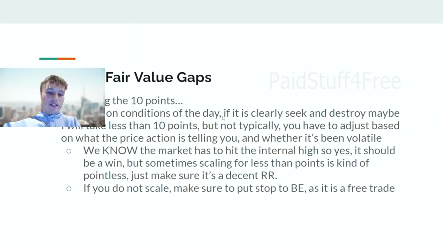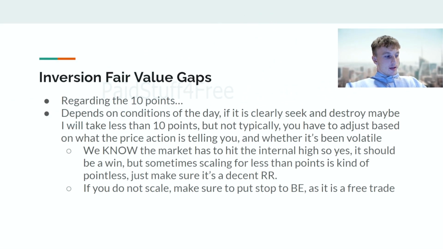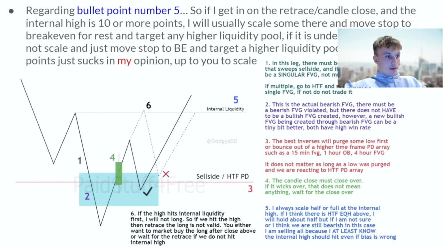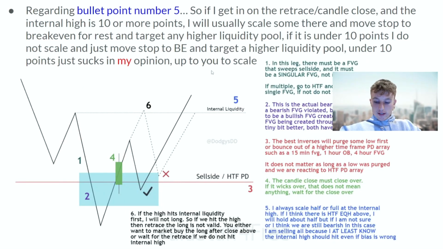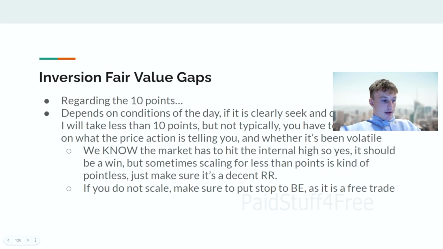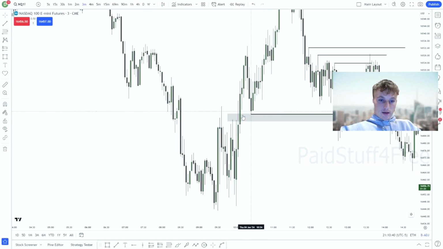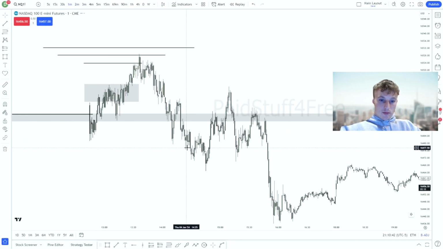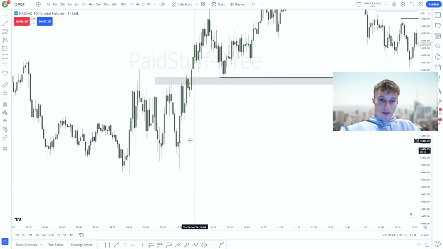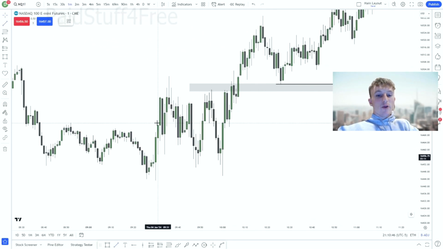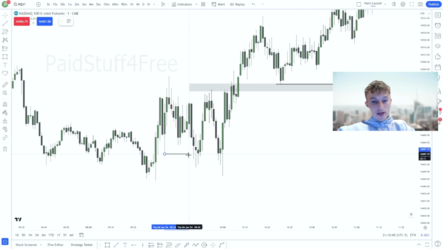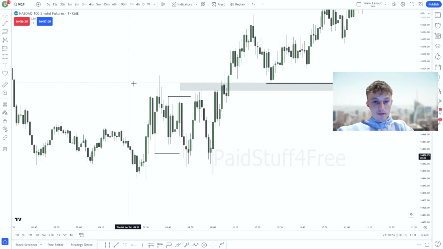So it obviously depends on the condition of the day. If I see clear seek and destroy conditions, hopefully you guys could have read that last slide, by the way. If it is clear seek and destroy conditions like it was today in the morning, you can see this morning, these were major scalping conditions. I will take off at like 7-8 points, only if we're in these conditions and it's very obvious. Okay, I will take off at 7-8 points.